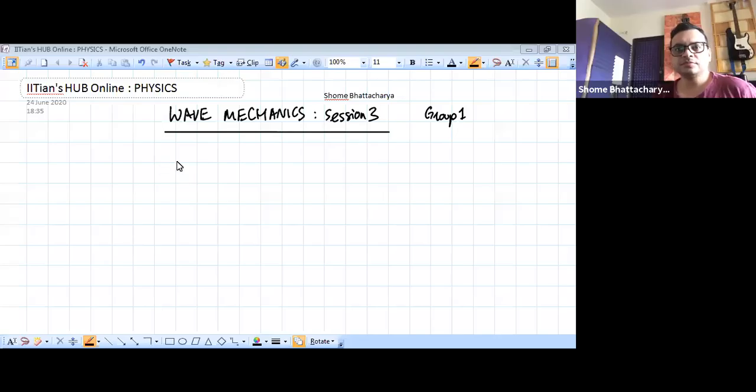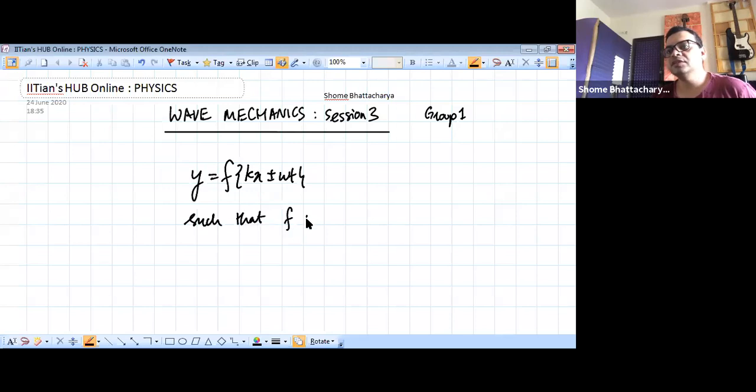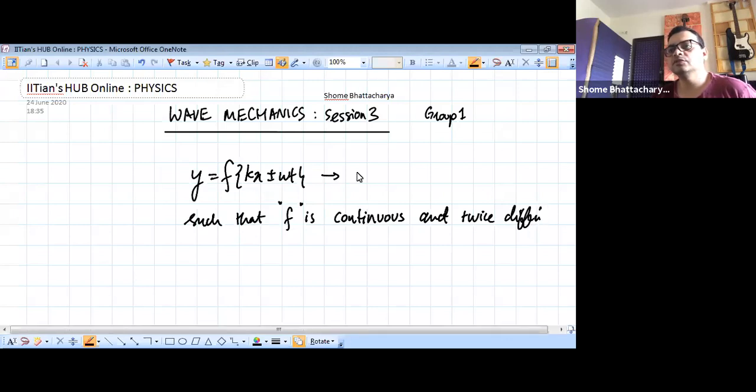We saw last time that any function of the type f(kx ± ωt), where the argument of the function is linear in x and t, such that the function f is continuous and twice differentiable, represents the general equation of a wave. The general equation of transverse one-dimensional wave phenomena.